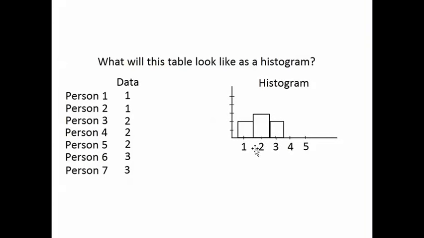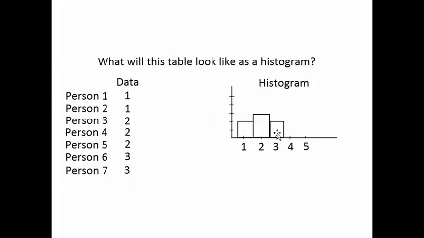Remember that 2 had a frequency of 3 because there were 3 2s in this data set right here. Since 2 has a frequency of 3, this bar goes up to the third tick mark right here. And remember that 3 had a frequency of 2 because there are 2 3s in this data set. Since this number 3 has a frequency of 2, its bar goes up to the second tick mark. So basically what these bars are showing is that we have 2 1s, 3 2s, and 2 3s in the data set.